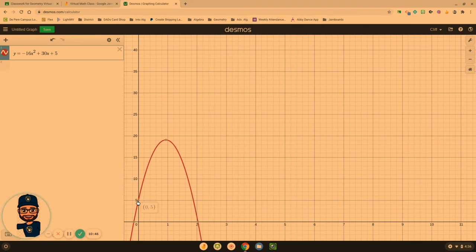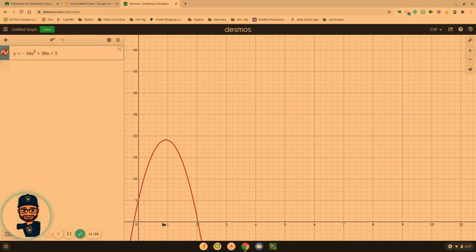Now notice, when I clicked on that intercept, it gave me 0, 5. It also gave me a point down here, 2.029, and then a point up here. We need to interpret what all of those different points might represent. So this is the vertex, or the maximum height, 0.938, 19.063. We also know that this point over here is 2.029, 0.